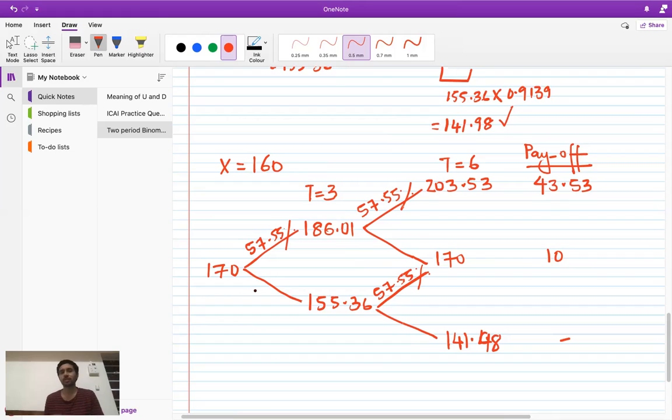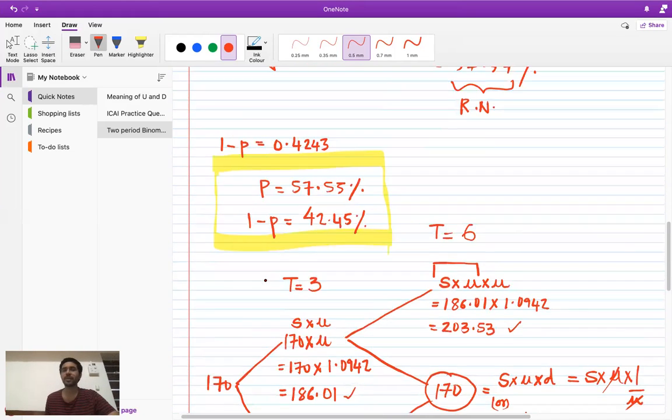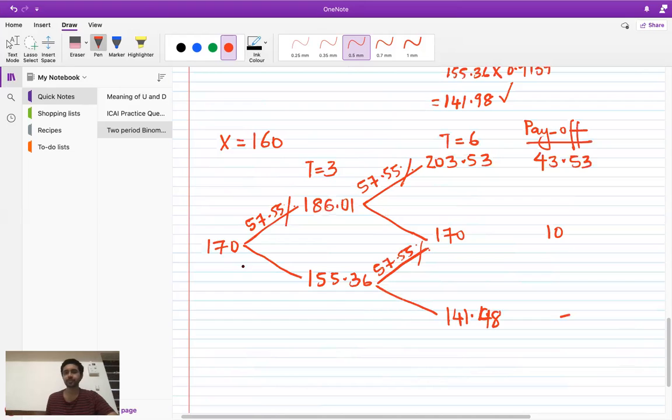Now the down move probability is 42.45. So 170 coming down to 155 is 42.45 percent. 186 coming down to 170 is also 42.45 percent. And finally, 155 falling to 141 is also 42.45 percent. So the probability of all the up moves is 57.55 percent. The probability of all the down moves is 42.45 percent.